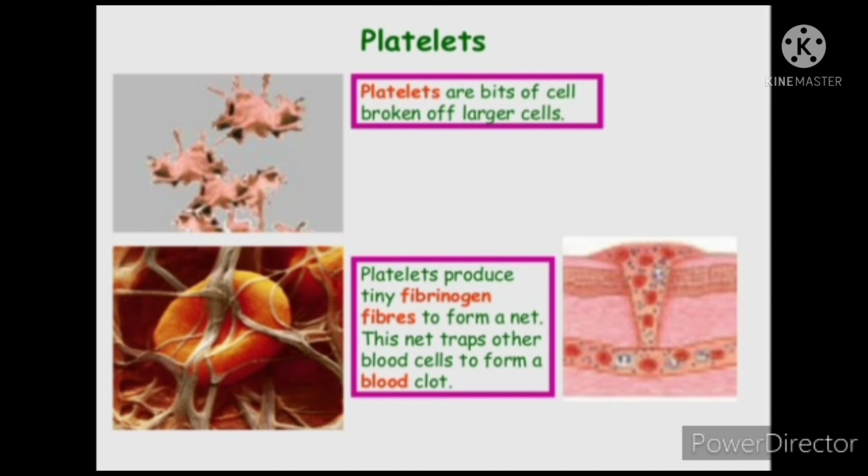We can also say that through these platelets, the body has its own natural device of preventing the loss of blood by forming a blood clot, which plugs the injury and stops further flow of blood, and also checks the entry of pathogenic microorganisms.